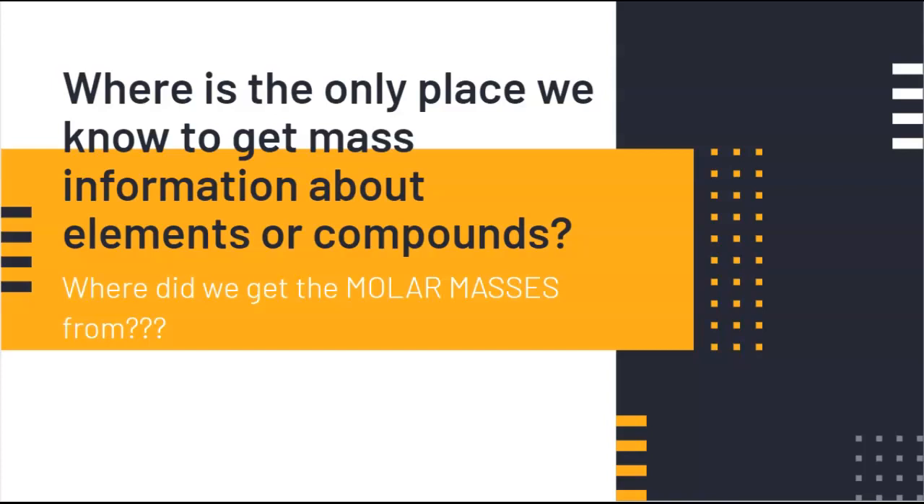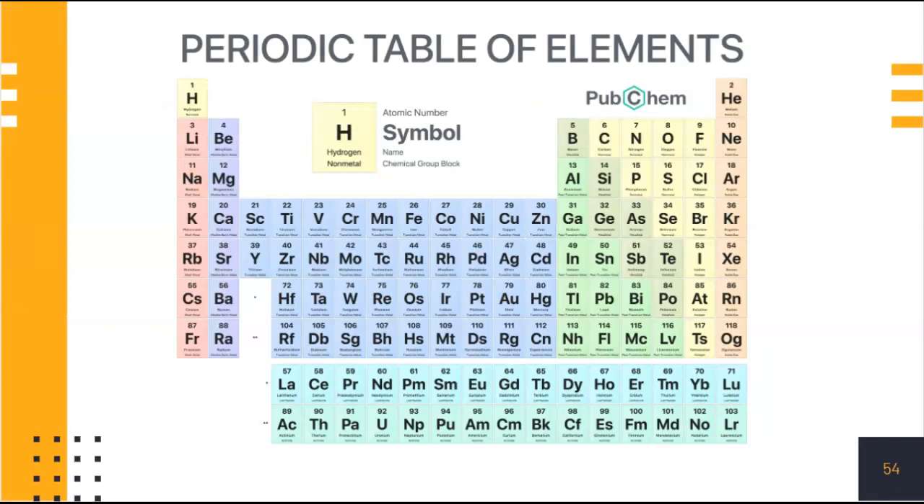So where do we get mass numbers from? Where is the only place in this class that we have ever gotten masses from? When we did molar mass, where did we get that info from? One place. It's a very, very useful place that we use often in chemistry. It's the periodic table. That's right. So we will be going back to our periodic tables. We'll be looking at the masses on there to help us solve these problems.